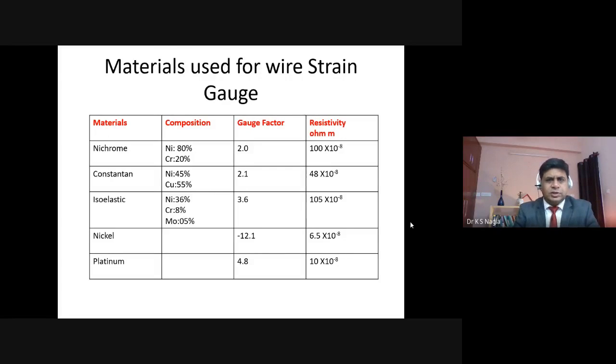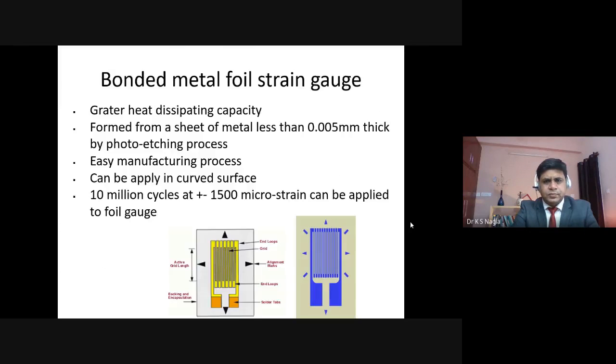In this case, the material used for the wire strain gauge is sometimes a composition of two different materials. In the case of Dichrome, it is nickel and chromium. Similarly, Constantan and Isoelastic use nickel and platinum. You can observe that the gauge factor of all the materials is different. So while selecting a material, you need to consider the gauge factor, the availability of the material, and the application where you are going to use the strain gauge.